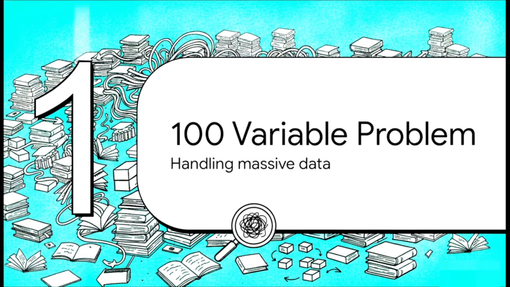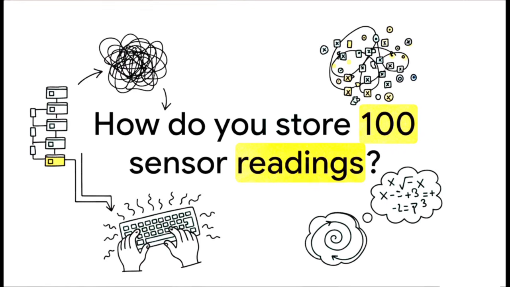Section 1, the 100-variable problem, and how we handle massive data. Imagine you're building a system and suddenly you need to collect a frantic, nonstop stream of data. Without the right tools, it's an absolute nightmare. So ask yourself, how do you store 100 different sensor readings? Just imagine the sheer chaos of typing out sensor reading 1, sensor reading 2, literally all the way to 100. It's a completely impossible burden, right? It makes your code super prone to errors and, honestly, just a total headache to debug.